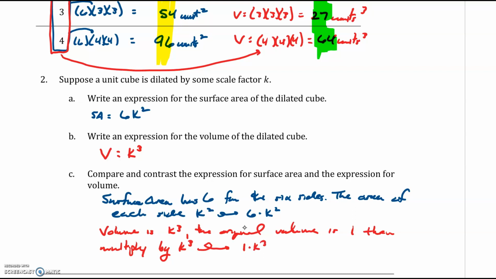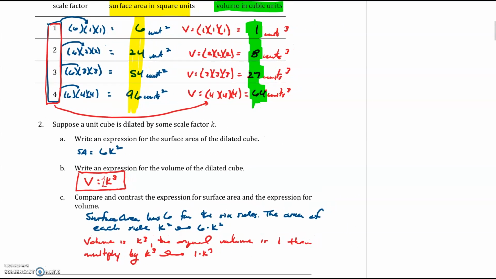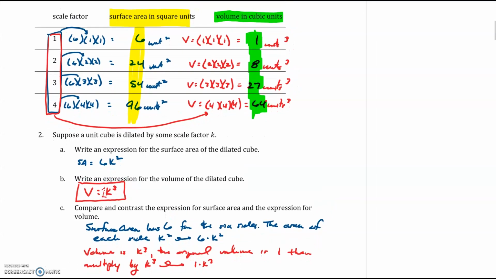And notice up here in my expression, whenever we don't see a coefficient in front of the variable, it's understood to be a 1. So that's really just like 1 times k cubed. Okay, so here we go. What we've done here is we've come up with some general ideas of how the scale factor can affect surface area and volume.